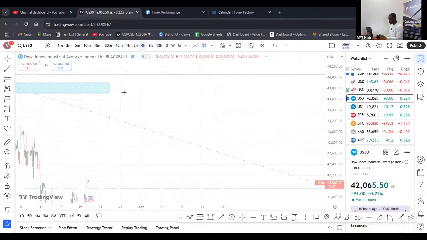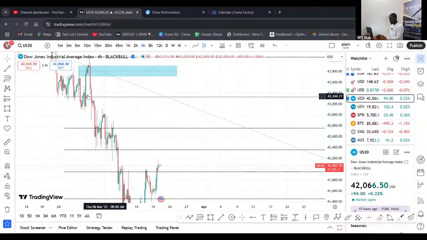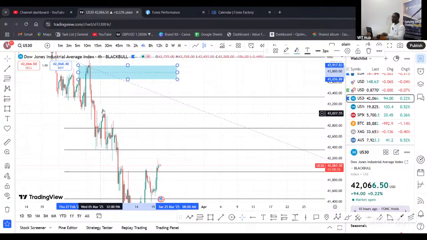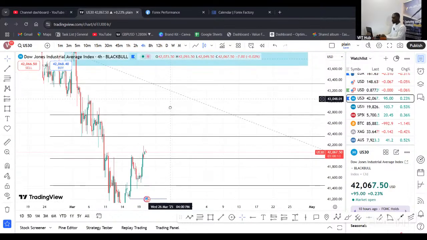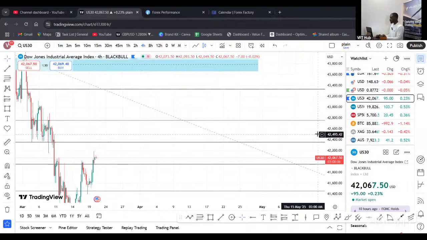Let me put on the 4 hours to be clearer. I think it's even clearer on this 4 hour, right? There's a shift, there's a break to the downside, there's a fair value gap that's not been tested before. We expect that once price taps into that level, we see some level of retracement from this zone of rejection, right? And if that holds true, we are in for a lot of money, right? Selling off from this zone is going to be very interesting to see.